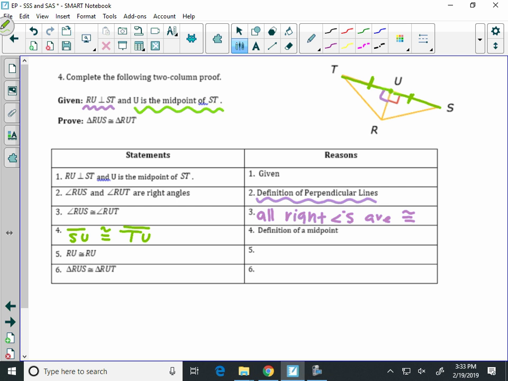Then in number 5, it's saying that RU is congruent to itself. So I'm going to mark that in my diagram. RU is congruent to itself. Well, whenever we have this in a proof, whenever something is congruent to itself, your reason every single time is the reflexive property. Every time something's congruent to itself, it's automatically the reflexive property.